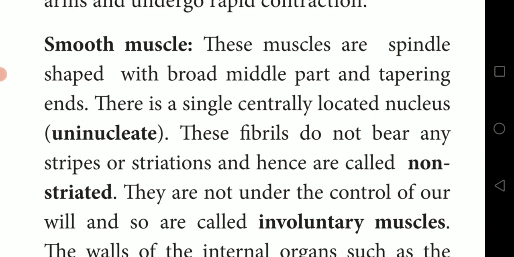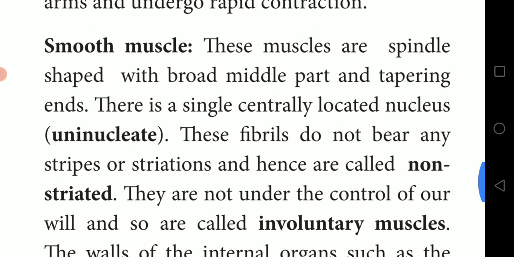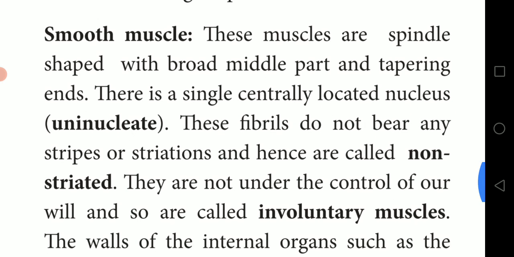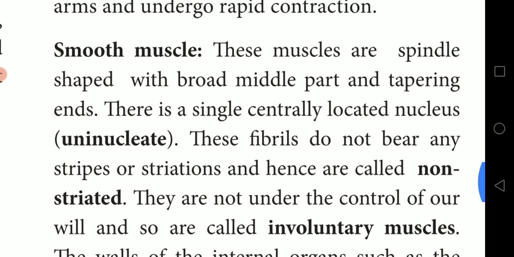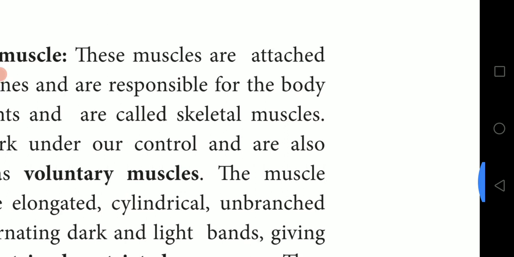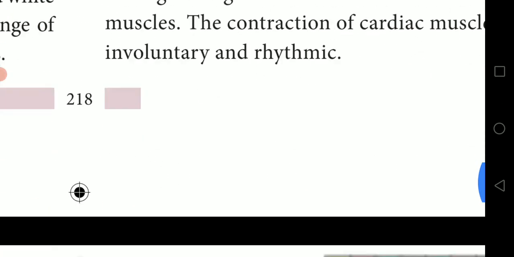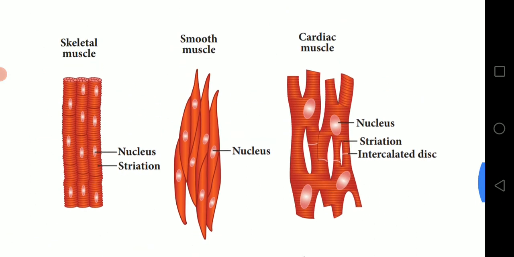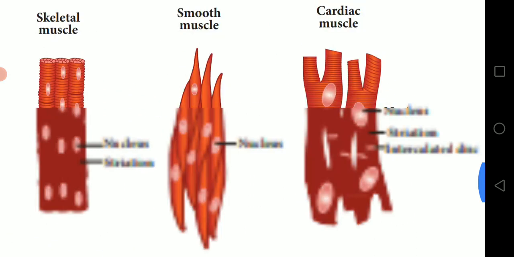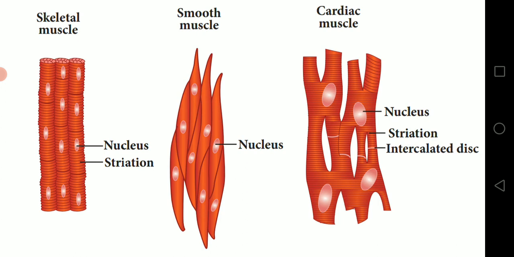The next muscle is the smooth muscle. These muscles are spindle shaped, with a broad middle part and tapering ends. The middle part is broad, and both ends are tapering. I'll show you these three parts here. So these are the three parts. The first muscle is the skeletal muscle, and the second muscle we are seeing now is the smooth muscle.